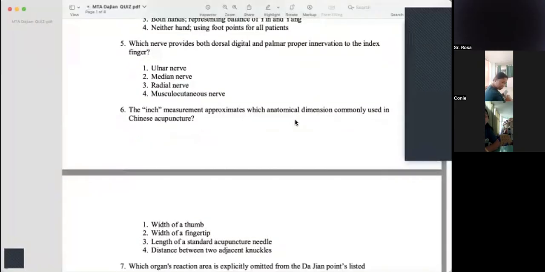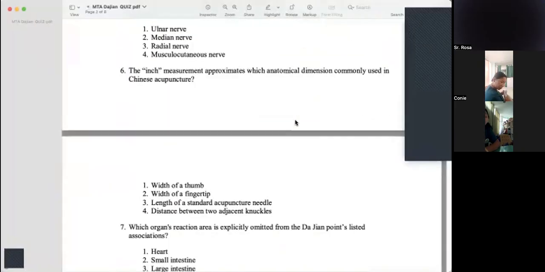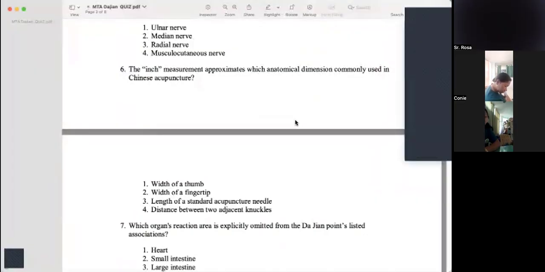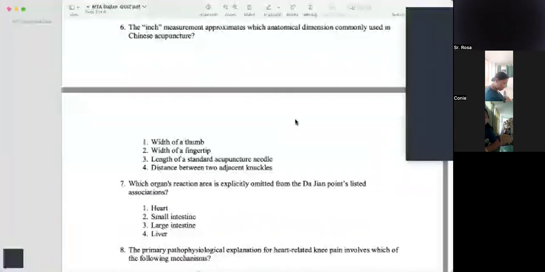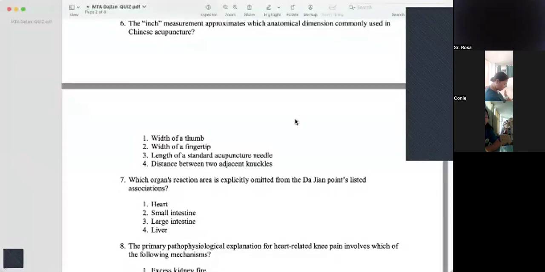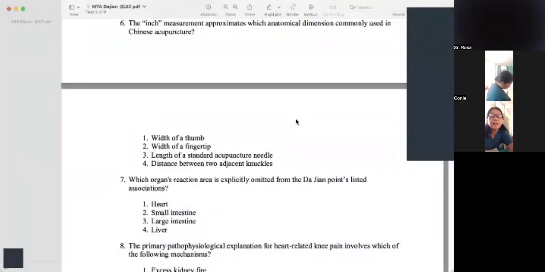Radial, they say. The inch measurement, the tun, approximates which anatomical dimension commonly used in Chinese acupuncture? Width of thumb. If you really care for your patient, you might want to teach the patient how to use it, especially if they use a lancet. Width of a thumb, yeah.